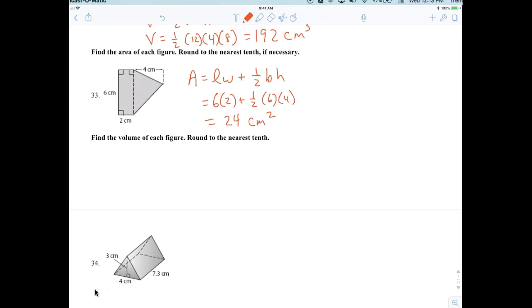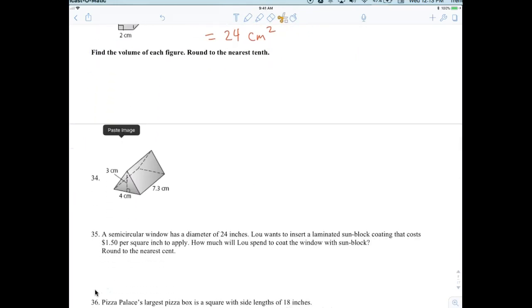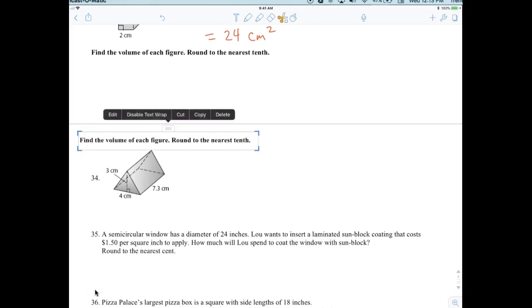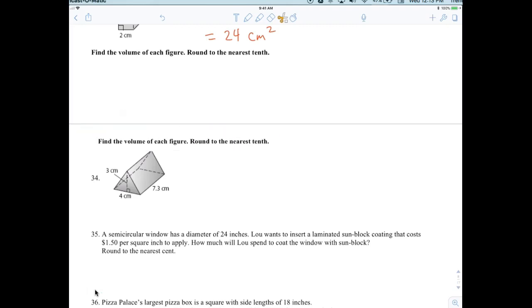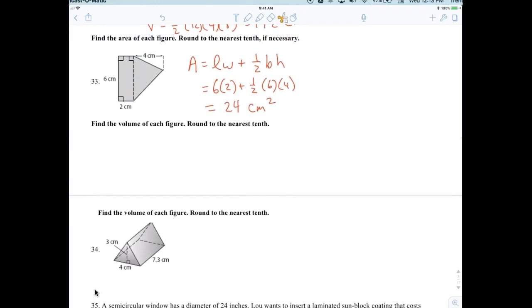Do me a favor, guys. I didn't do a very good job looking this over, so copy that and bring it down here. 6 times 2 is 12, plus 24. 1/2 times 6 times 4. 24 divided by 2 is 12. What is it, Colin? 24. Yeah, I got 24.